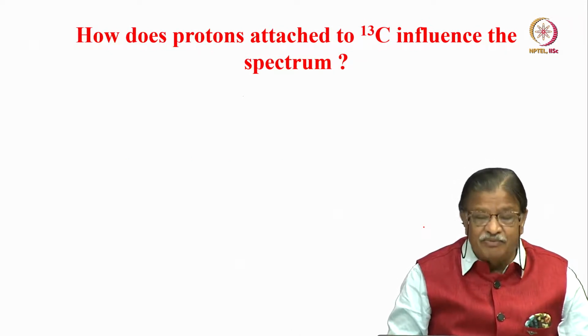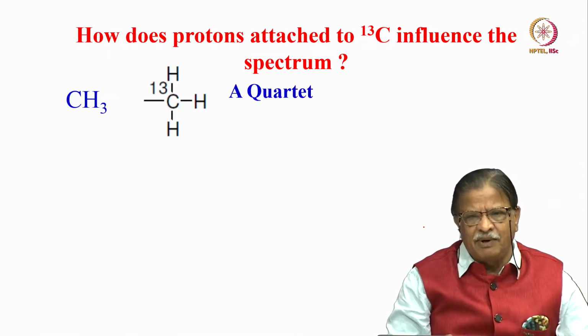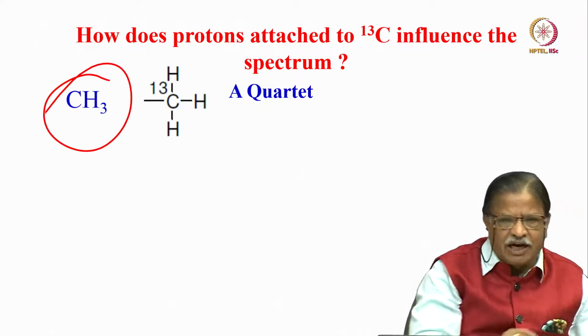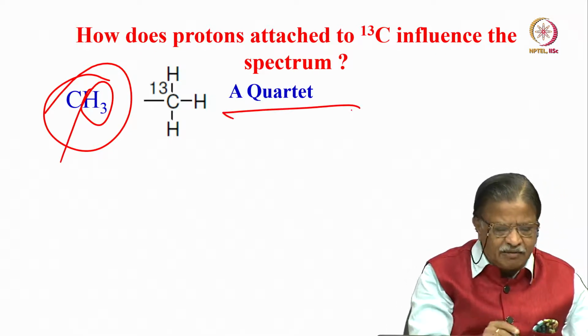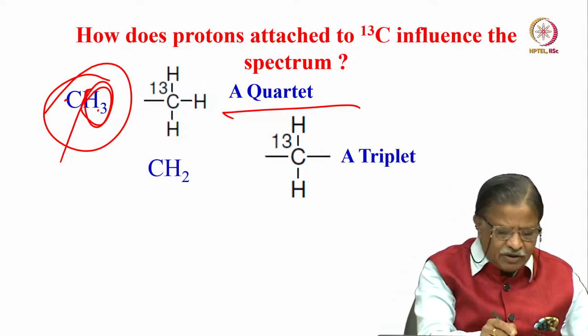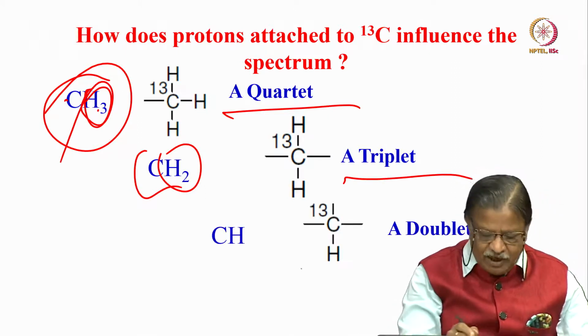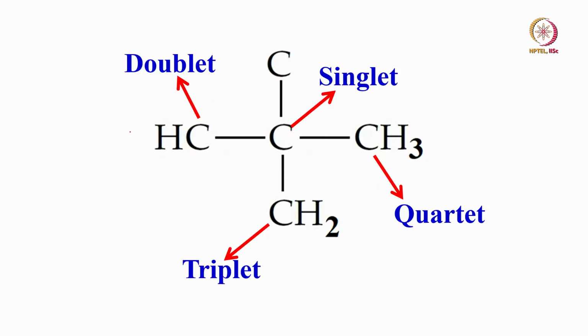So next, before going further to understand that, let us see how the protons attached to carbon 13 influence the spectrum. If protons are attached to carbon, a CH3 has 3 equivalent protons. I told you it has to be a quartet because there are 3 protons coupled to it, with 1:3:3:1 intensity. If there are 2 equivalent protons coupled, it's a triplet. If only 1 proton is coupled, it's a doublet. If there is no proton coupled, the carbon is going to be a singlet. So imagine if all the different functional groups are present in a molecule like this, you will get a quartet, singlet, doublet, triplet, a very complex spectrum.